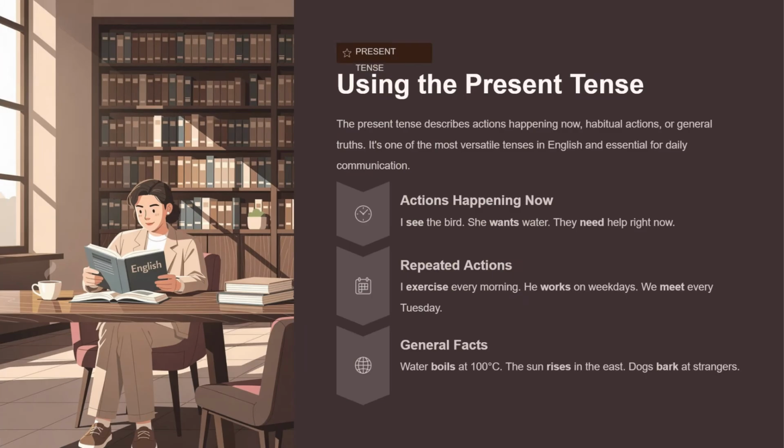Present tense. Using the present tense. The present tense describes actions happening now, habitual actions, or general truths. It's one of the most versatile tenses in English and essential for daily communication.